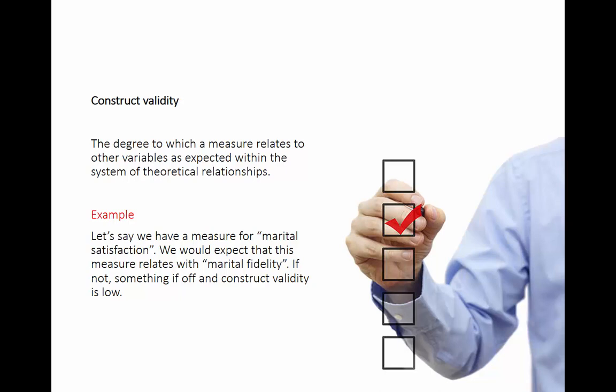So the example is, let's say we come up with a measure for marital satisfaction, like how happy are you in your marriage, and then we would expect that this relates with marital fidelity. Of course there might be exceptions, but overall, theoretically, it would make sense that people who are happy in their marriage cheat less often on their partner. And if we wouldn't find that, there's an indication that something would be wrong with the way we measured marital satisfaction. So that's an example of construct validity.